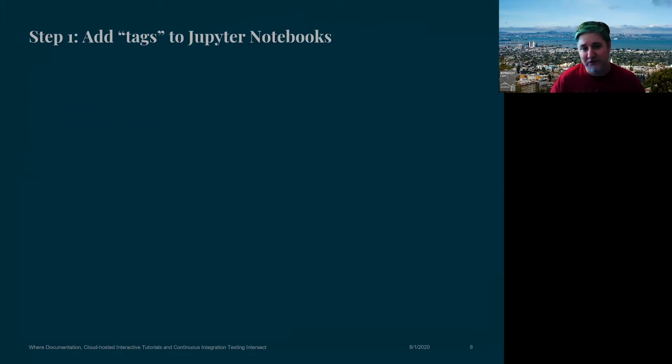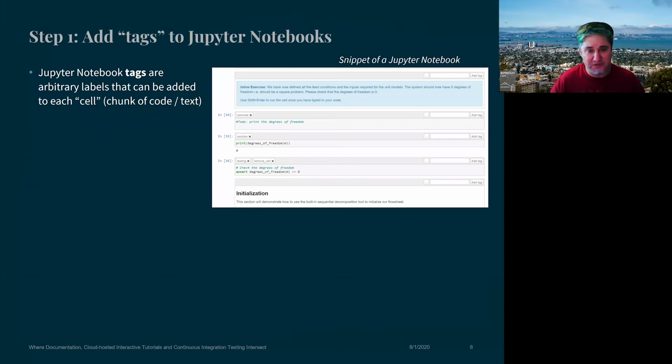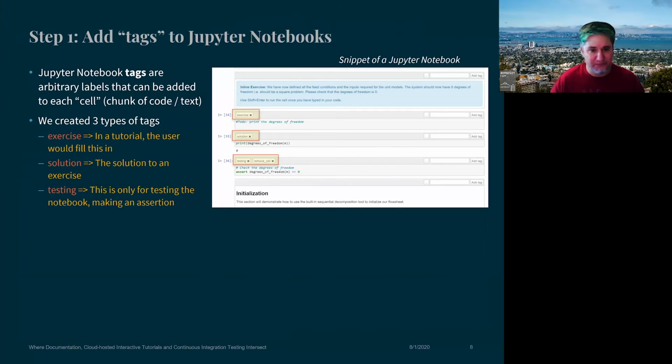All right, so the first thing that we actually did to get to our goals from the base functionality of Jupyter Notebooks is use something called tags. And these are arbitrary labels that can be added to each cell, which is a chunk of code or text, remember, that are essentially just strings, any sort of keyword you want to add to that cell, and you can add combinations of them. Typically, by default, they don't display, but you can tell Jupyter Notebooks to show what the tags are. And we created 3 types of tags.